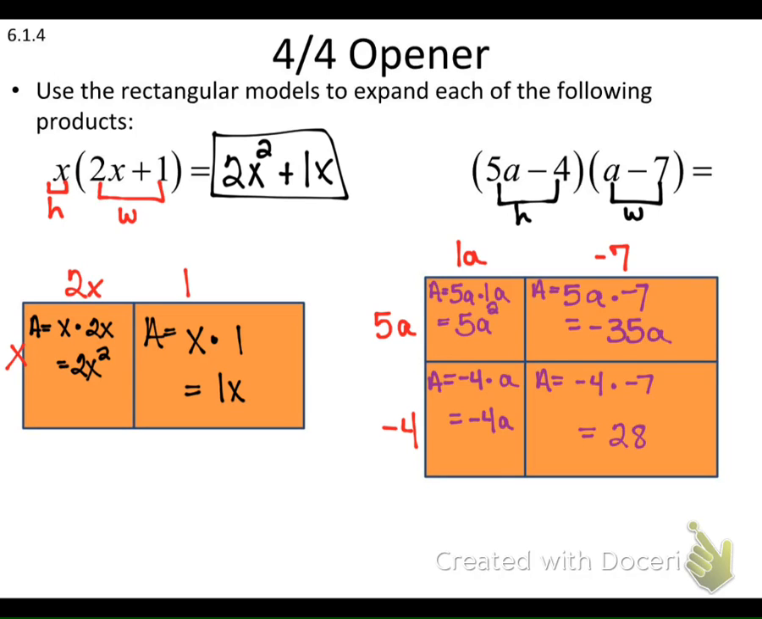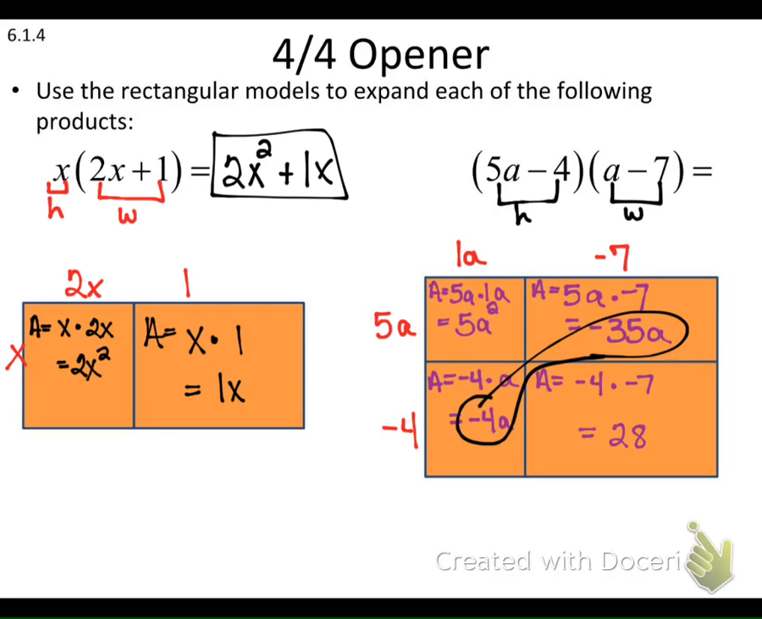Okay, now that I have the area of each section, I need to find the total area. Before I do that, I like to see if I have any like terms. Let's see here. Jaden, do I have any like terms here? Look up here. Do I have any like terms? Yeah. What are they? 35 and 4. Okay. So I'm going to circle them. And then I'm ready to go ahead and combine or add the total area of my rectangle.